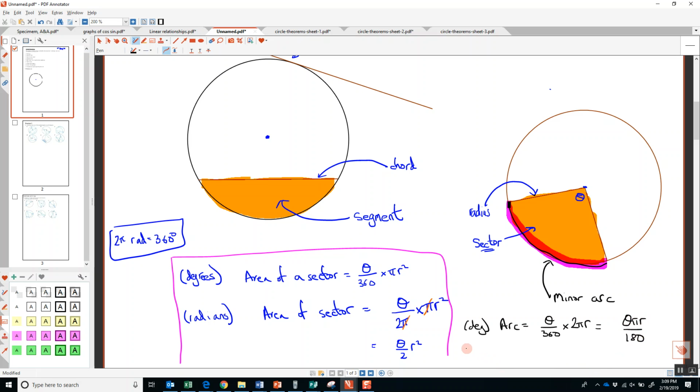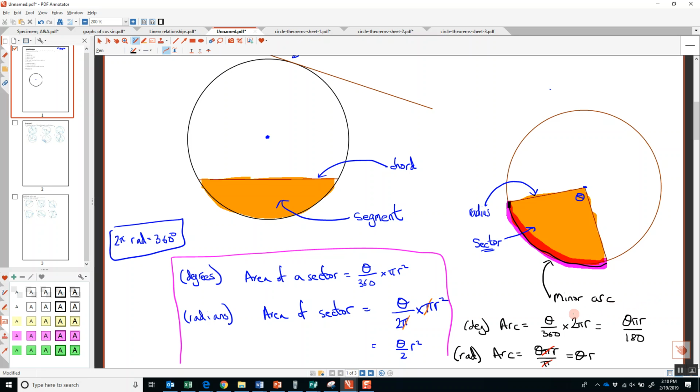180. Now, if I'm working in radians, the formula for the arc is, what happens at 180? Then 180 becomes pi, so theta pi r over pi. The pi's cancel out, and I'm left with theta r, which is a lot nicer to use when it's in radians. Is that all ringing bells?